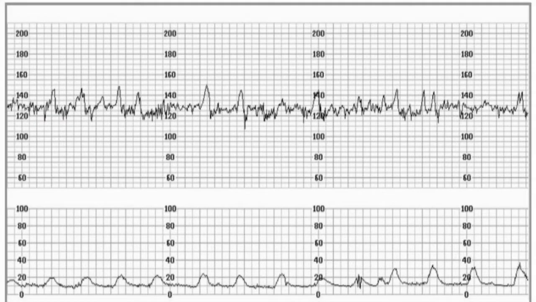This is the first trace. I will give you 10 seconds to comment.